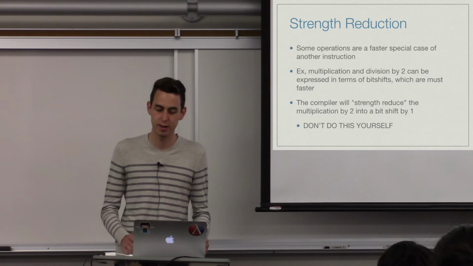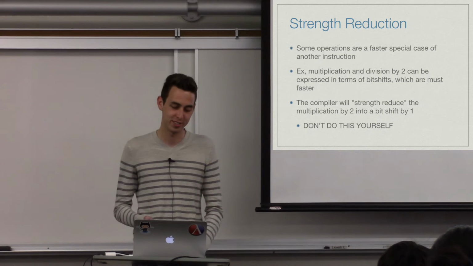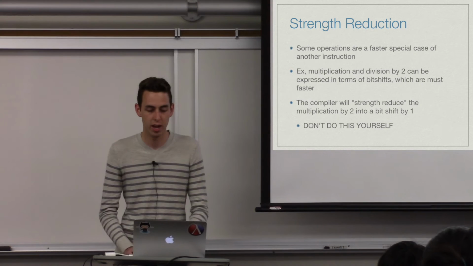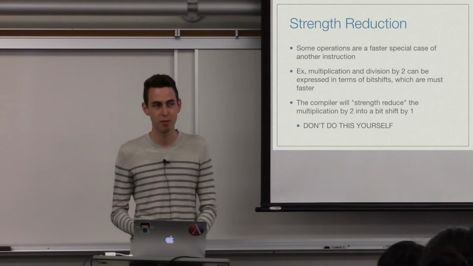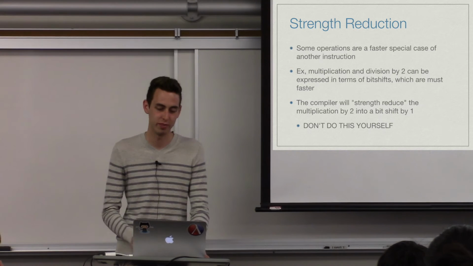The compiler does this for you. The compiler knows which instructions are faster, and it will reduce automatically things like multiplication by 2 into bit shifts, and tons of other architecture-specific ones as well. So if semantically your program should be multiplying by 2, just let it do that. Don't make micro-optimizations that the compiler can trivially figure out for you. And yes, I have gotten in arguments over this.